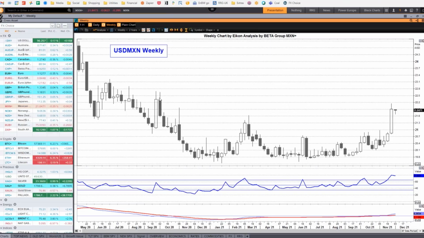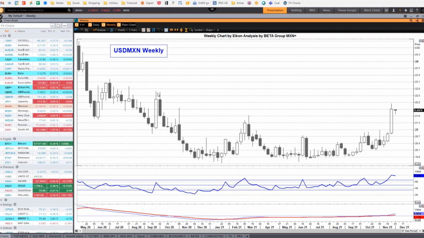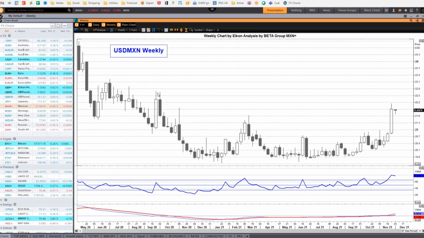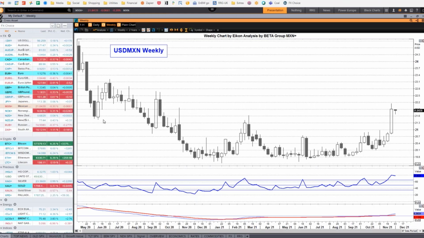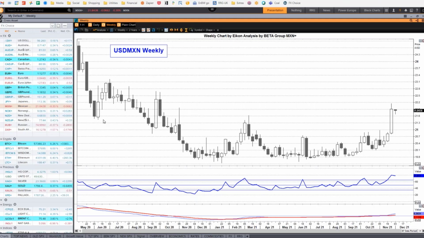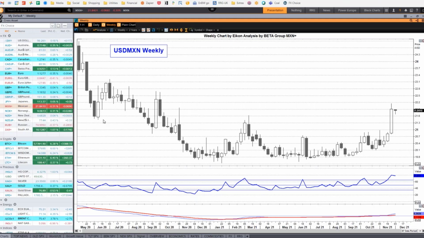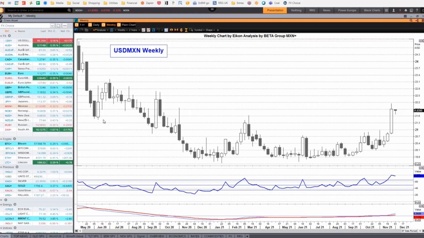Resistance comes in, but it's not strong at 22.70, I think it is here, and then here and here. But this looks like a massive base here that can support a big move. So I'm much more excited about these emerging market currencies than I am about the majors. Yes, a bit more to go in the euro, but the pound and the others I'm not so sure about.